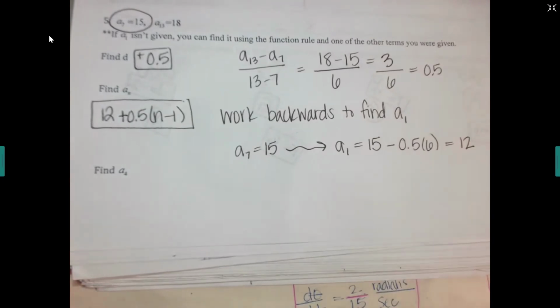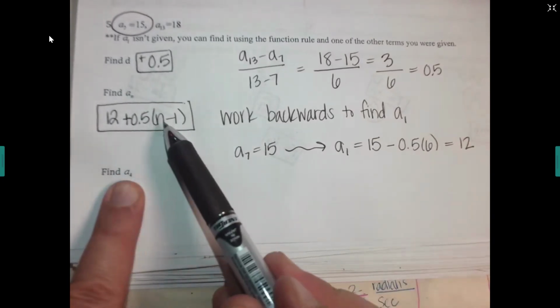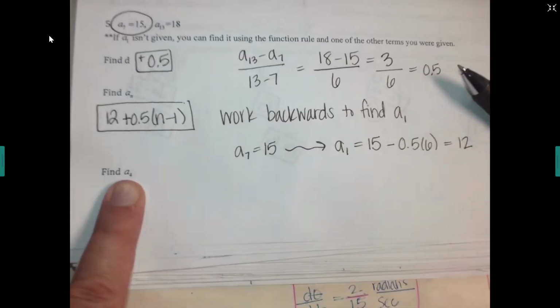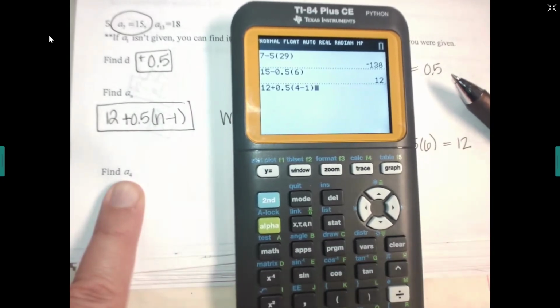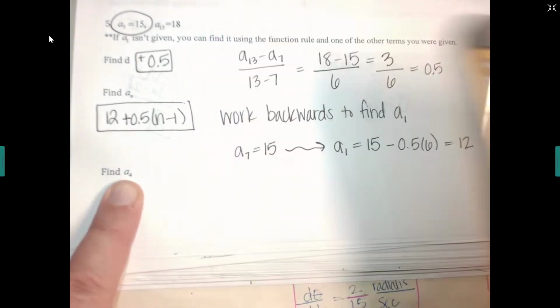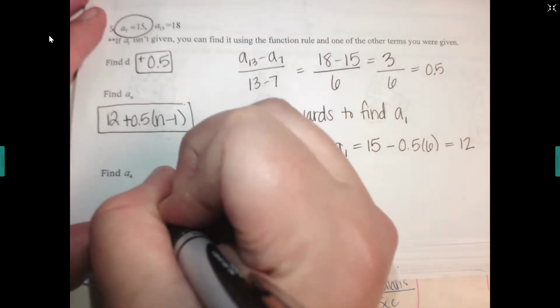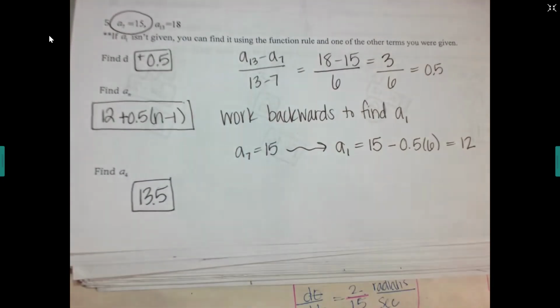Okay. Then if it asks you to find the fourth term, you can just plug a 4 into that spot right there. So I would do 12 plus 0.5 times 4 minus 1. And so 13.5 would be what the fourth term is in the sequence. Okay. Do we feel good about that? Great. Okay, so we did arithmetic. Remember, there's one other type. Turn the page and we'll do geometric.